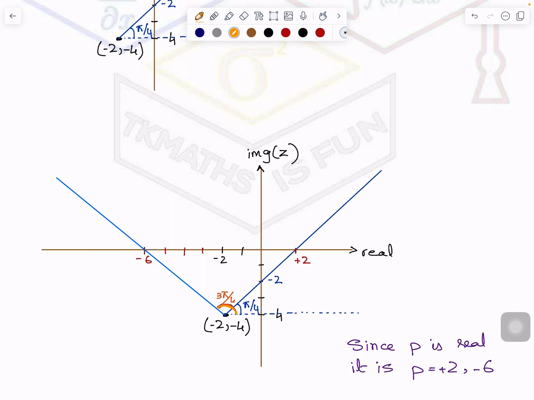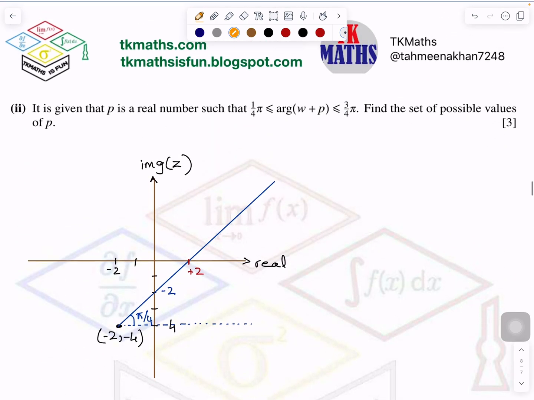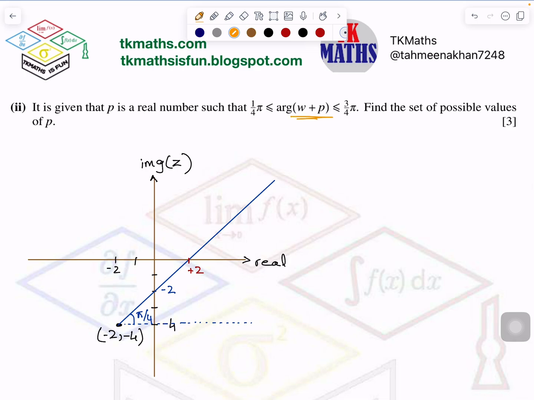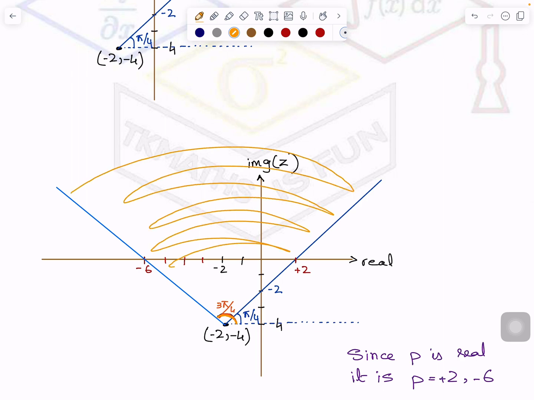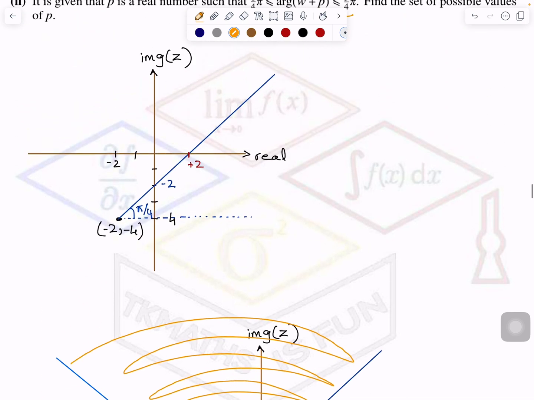So this line, the question is saying here, your angle is less than this and greater than this. So what is the region? The region is basically this whole thing. So within this region, on the x-axis, the points are here and here. Now the question is, how did I get this -6? 2 I explained to you. So let's see this diagram here.